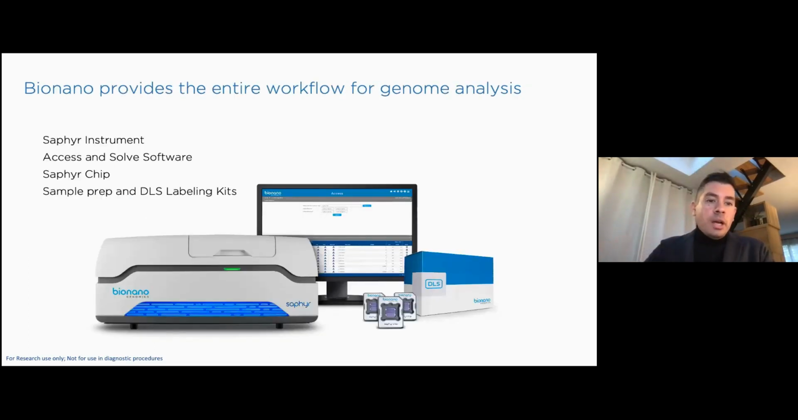So we provide the entire workflow for the genome analysis of a cancer sample that includes this Sapphire genome imager, which will scan the DNA, the chip on which the nanochannels are engraved, the chemistry to extract and label the DNA, and of course the software, the Access software I just showed you, and that is free and that you can download directly from our website. We also provide data sets if you want to play with.